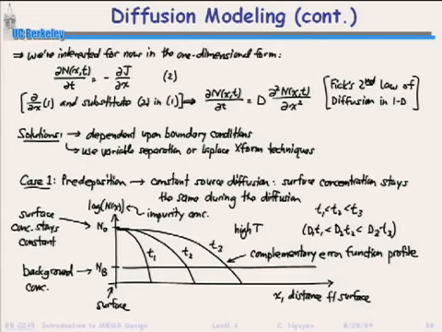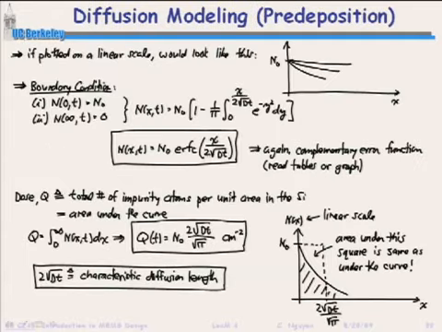ERFC is the abbreviation for that function. So it takes an argument, and there are tables and graphs. Your calculator, I'm sure, can calculate the complementary error function for you. For this case, because we had a boundary condition where the surface concentration stayed constant throughout the diffusion, that's how we solved the differential equation.